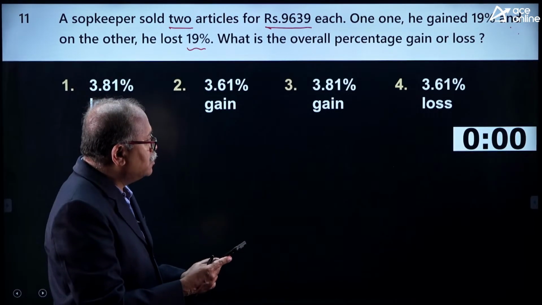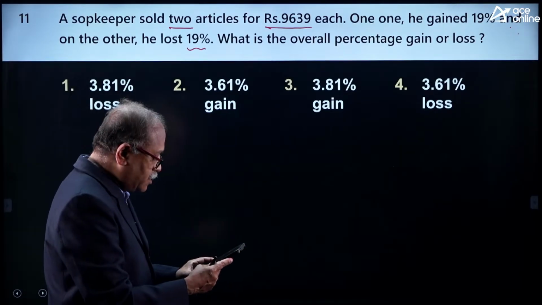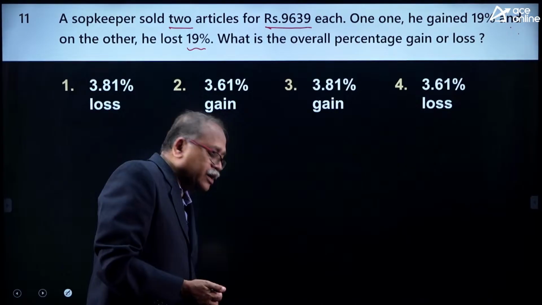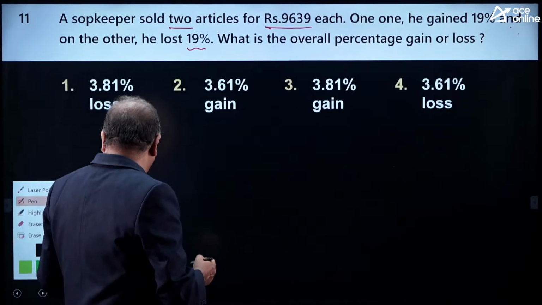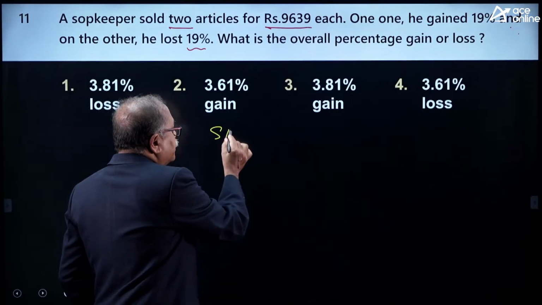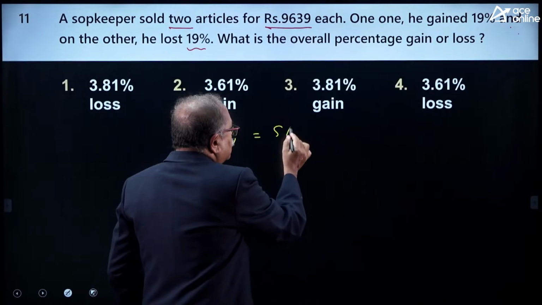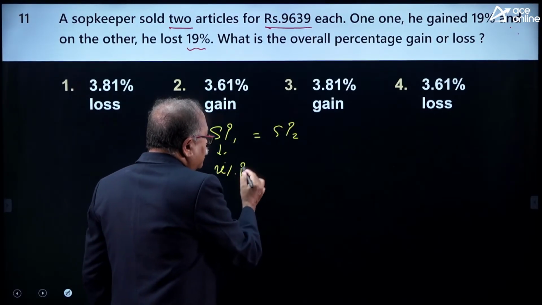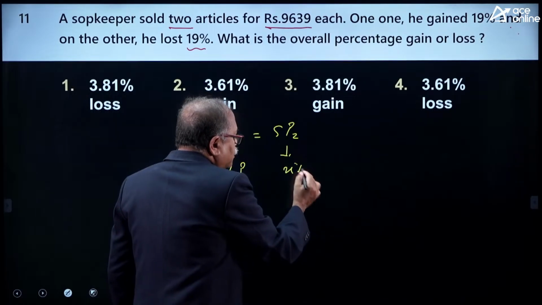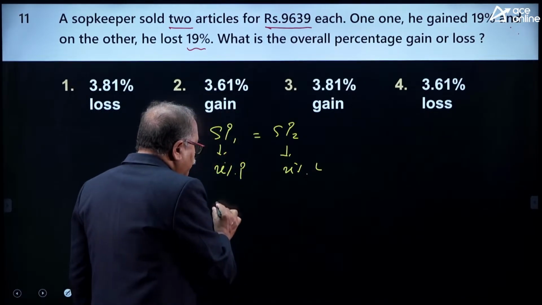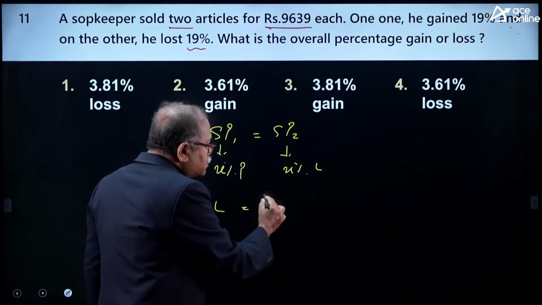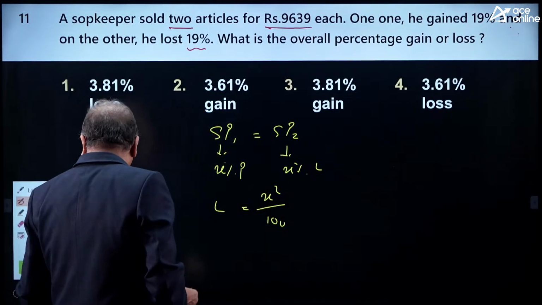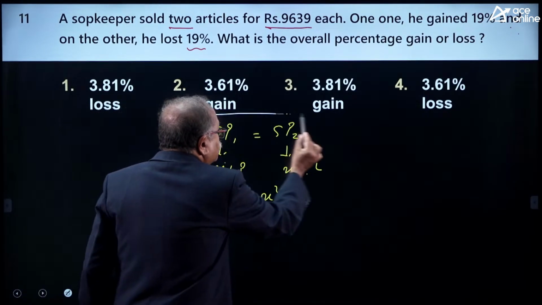Option 4, so nicely. Why? You know that whenever the selling price 1 is equal to selling price 2, in one x% profit, in another x% loss, there is always a loss, and the loss percentage is nothing but x square by 100. So, this question fits into this formula.